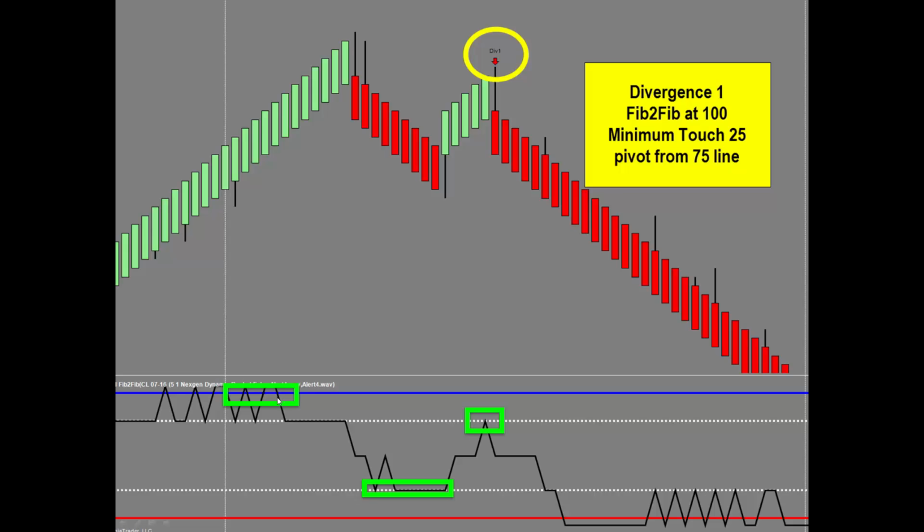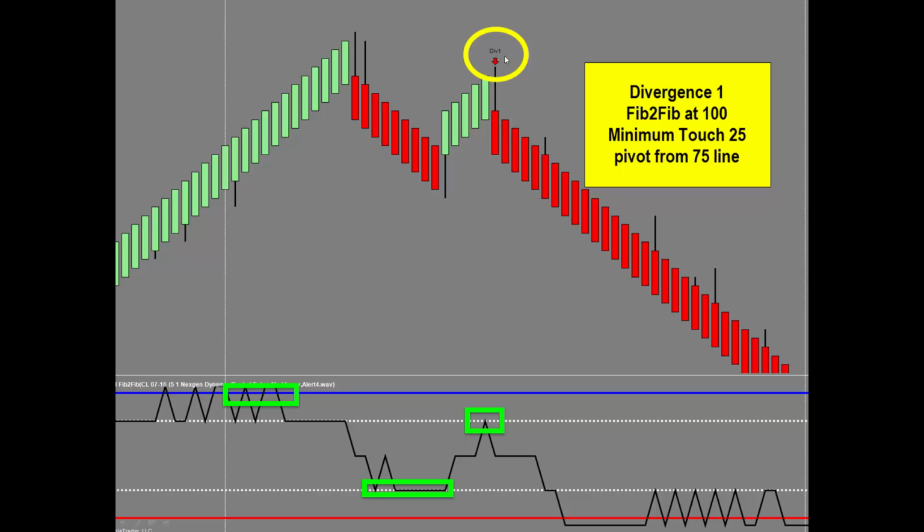Here's the same pattern again, and you can see there's a lot more bars in between the pattern this time, but it's an easy pattern to recognize once you get used to it. Fib2Fib oscillator starts at overbought, comes down to the 25 buy line, stops, pulls back up, and then a sharp point from the 75 sell line to create divergence and the opportunity.